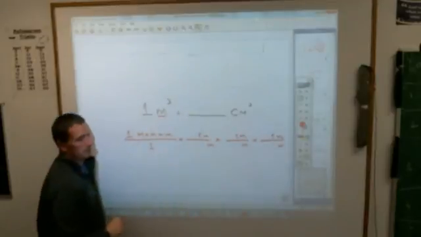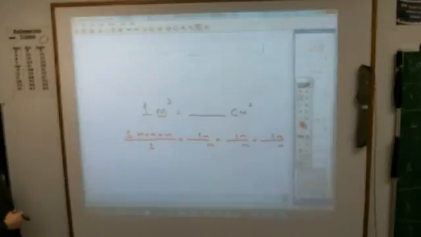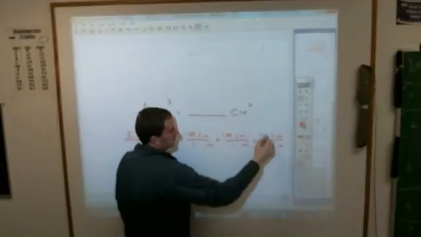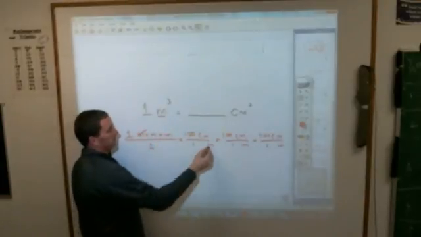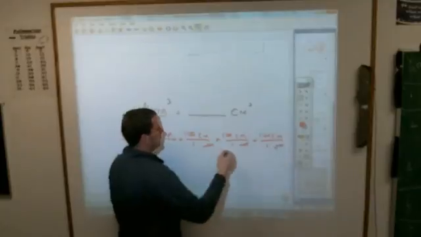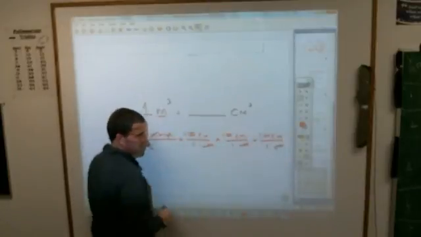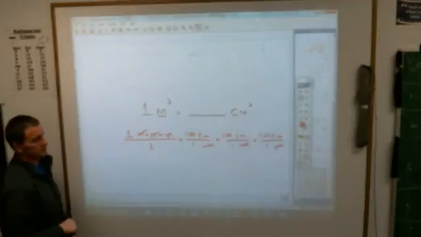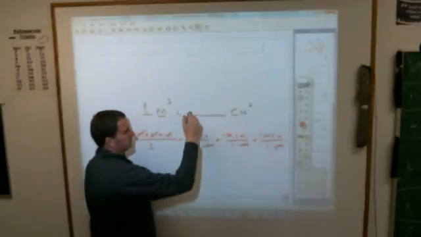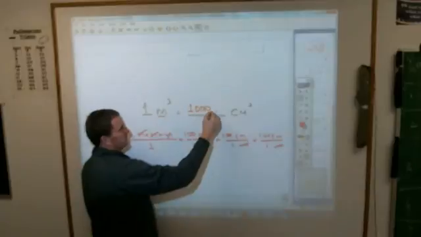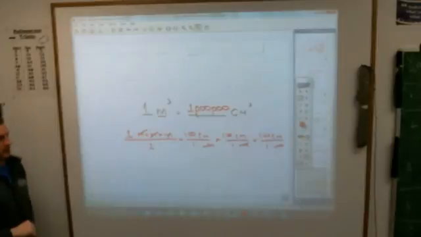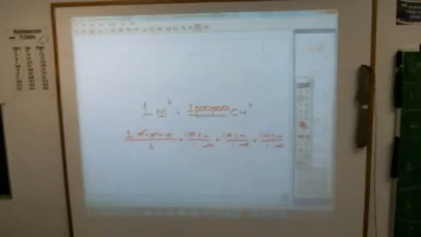And what is the conversion from centimeters to meters? 100 centimeters per 1 meter. So the answer to this is going to be, what is 1 times 100 times 100 times 100? Oh boy. How many zeros do you see there? 6. 1 with 6 zeros after. 1 million. 1 cubic meter is the same as 1 million cubic centimeters.